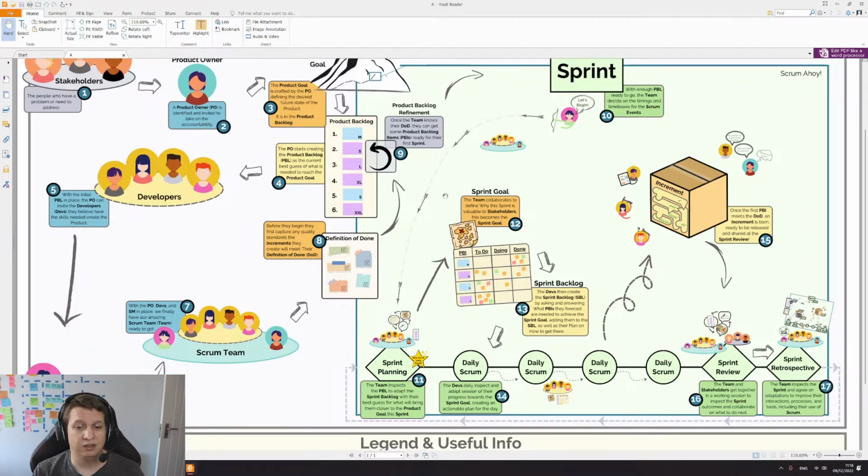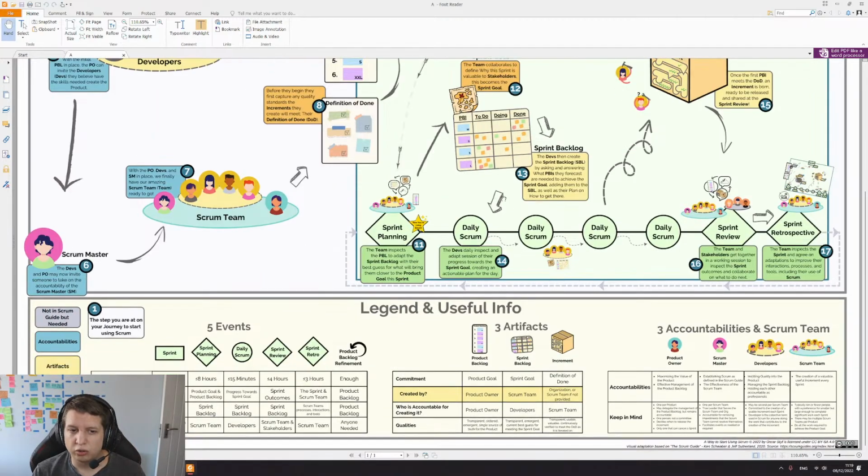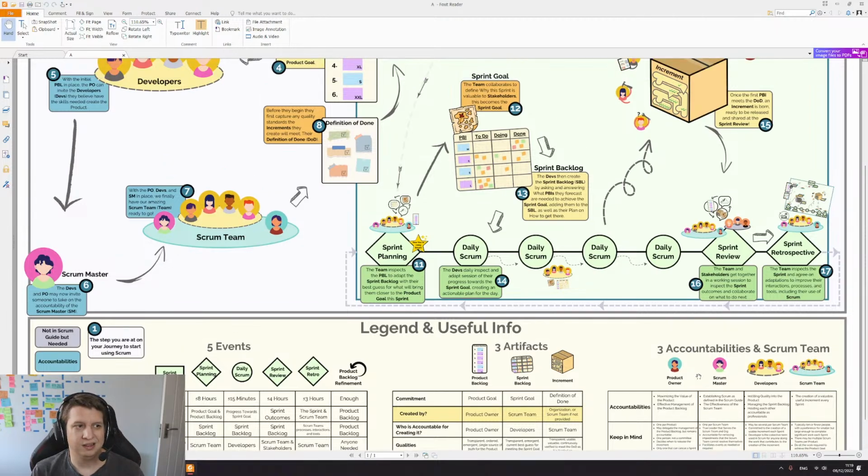Other than that, in the legend, just to talk you through it very quickly, you've got the 5 events, some of the good things to keep in mind, the time boxes, what we inspect, what we adapt, and who attends. The different commitments that we have for the artifacts, who creates that commitment, who's accountable for creating it, the artifact itself, that is, and what are some of the qualities we want to see in each of these increments. And of course, the 3 accountabilities and the Scrum team. What are their accountabilities, and what should we keep in mind for each of them? And that is about it.